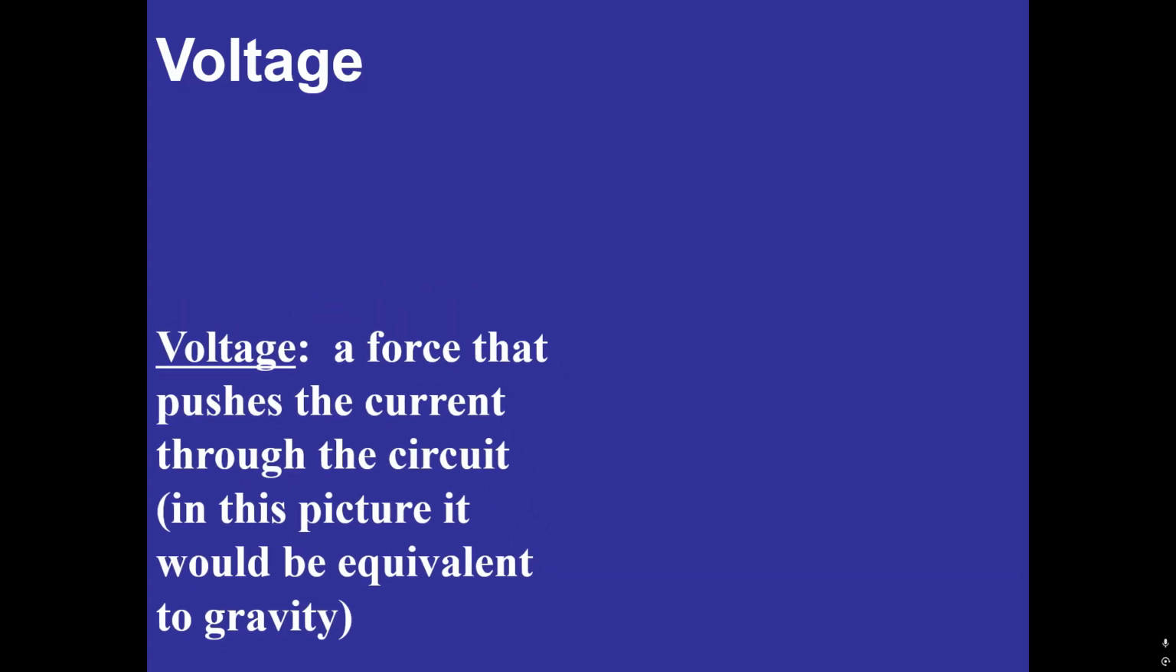Next we will see two important concepts in electric circuits, that is called voltage and resistance. So voltage is a force that pushes the current through the circuit. It is also called EMF or electromotive force. Some force that pushes the electric current through the circuit.